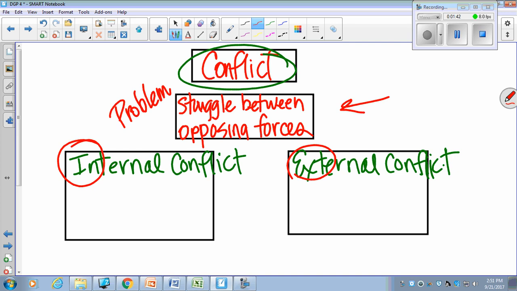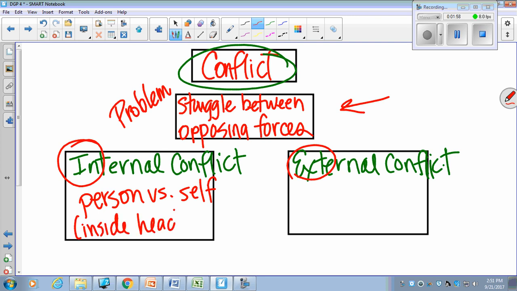So when you have your internal conflict, there's only one. This is person versus self. When you have a conflict that is inside your head or your heart, that's kind of how I do it, this is an internal conflict.